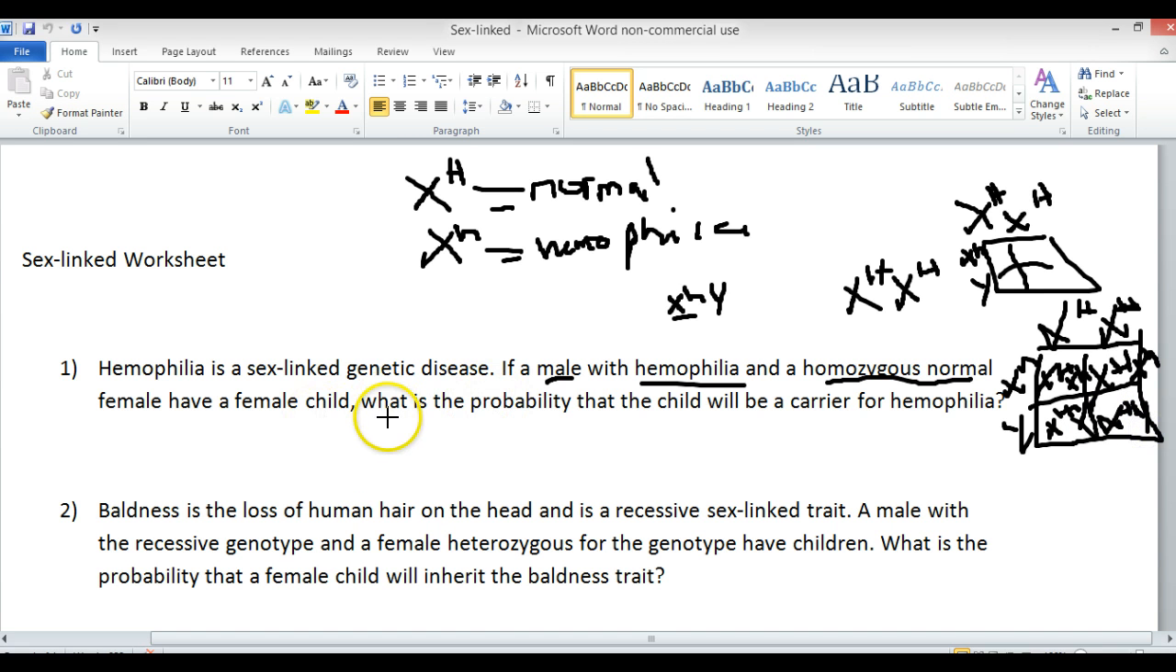Okay, so it says what is the probability that the child will be a carrier of hemophilia? Our females are the only ones that can be carriers in sex-linked traits because they would carry the gene but not express it. You can see right here we have 2 females carrying the hemophilia trait, but they're not expressing it, so they're carriers, and that would be 50%. We have 2 normal males down here.